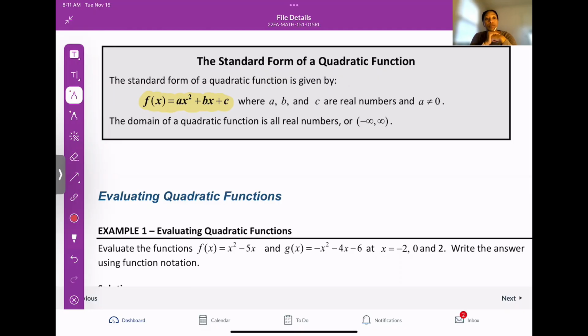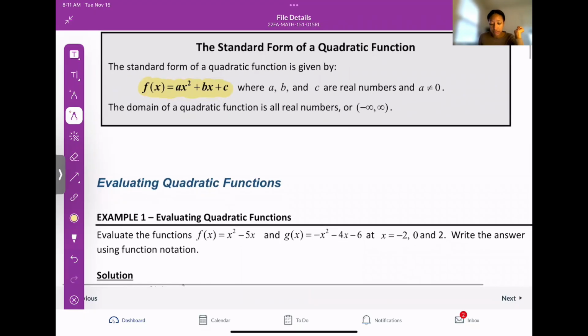As with all polynomials, the domain of a quadratic function is all real numbers. That means you can plug in any number for x. The range, we'll talk about a little later. It will depend on whether you have an upward opening parabola or a downward opening parabola, but the range does have restrictions. We'll talk about how to find that. I think an example for that is coming today.